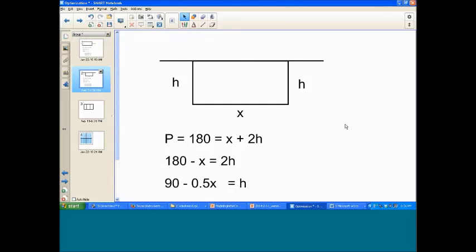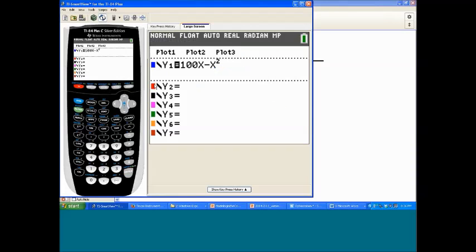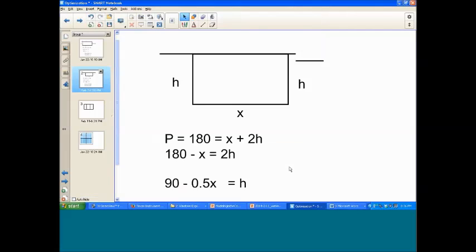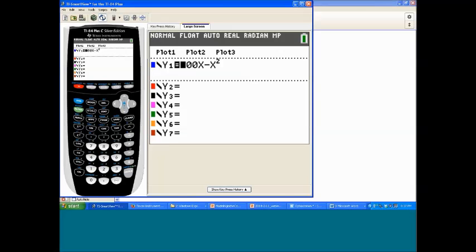Here's this situation. So now I have 180 feet. That's going to be spread out between the two H's and the X. H ends up being 90 minus 0.5x. Going back to my y equals, sorry, here's my area function. I need to build my area model. So it's 90x minus 0.5x squared.